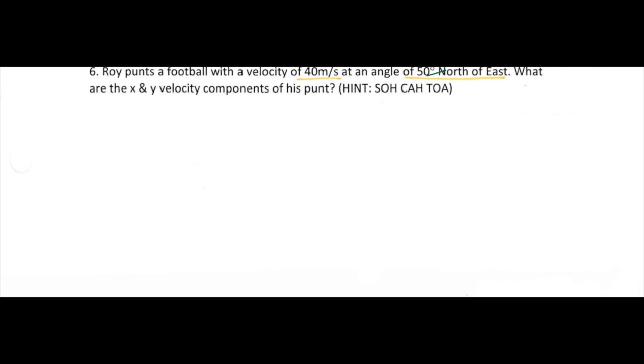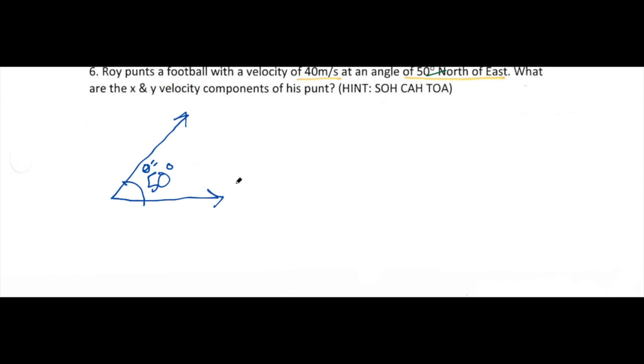Okay, so let's go ahead and take a look at what's happening here. All right, so it says we punt a football with 40 meters per second, with enough force to cause it to go at 40 meters per second, at an angle of 50 degrees north of east. Well, east is this direction. North of east would be somewhere over here, above east. And it's 50 degrees north of east. So this angle right here would be 50 degrees. So that is my theta, right?